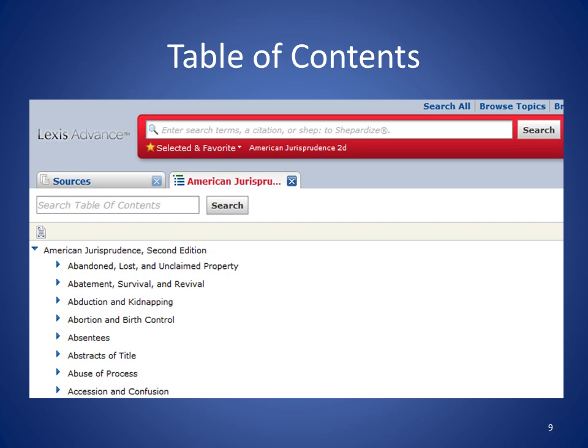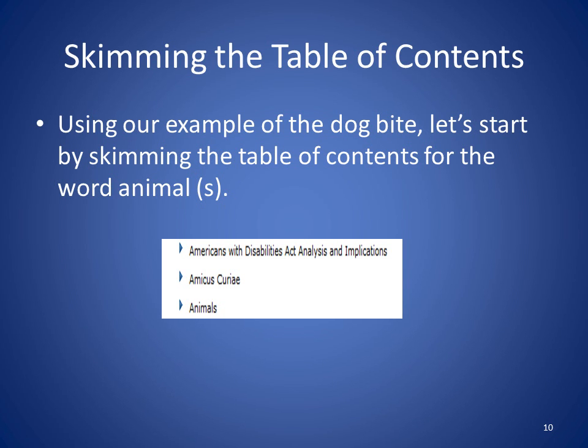There are two ways to search the table of contents: by skimming or by using the search box. Skimming allows the reader to see the topic in context, always helpful when dealing with an unfamiliar area of law or a new tool. Using our example of the dog bite, let's start by skimming the table of contents for the word animal or animals.